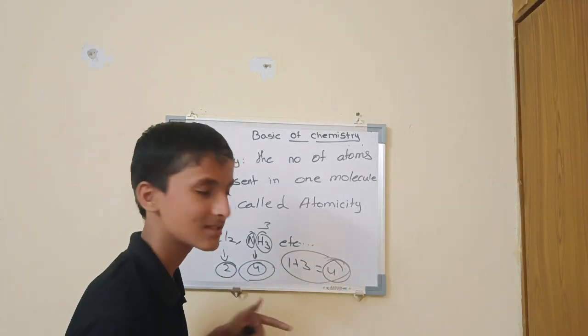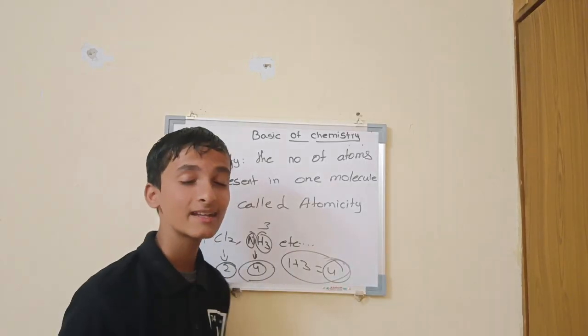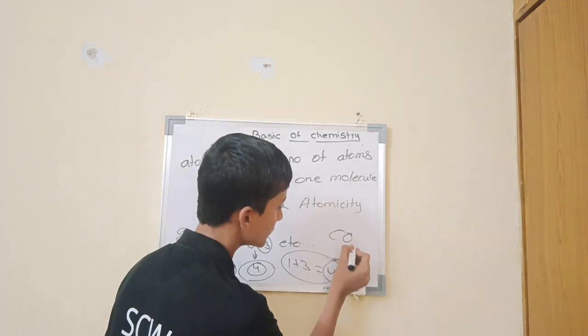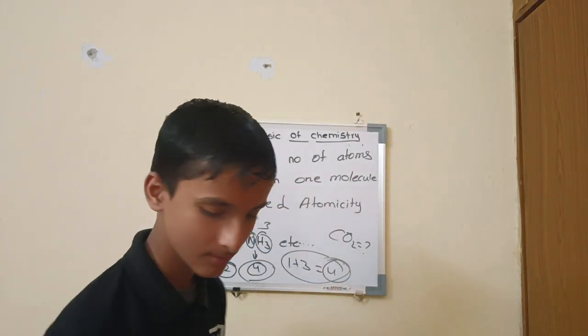That's why NH3 atomicity is 4. For you, one small homework. Find the atomicity of CO2. Tell me in comments, okay?